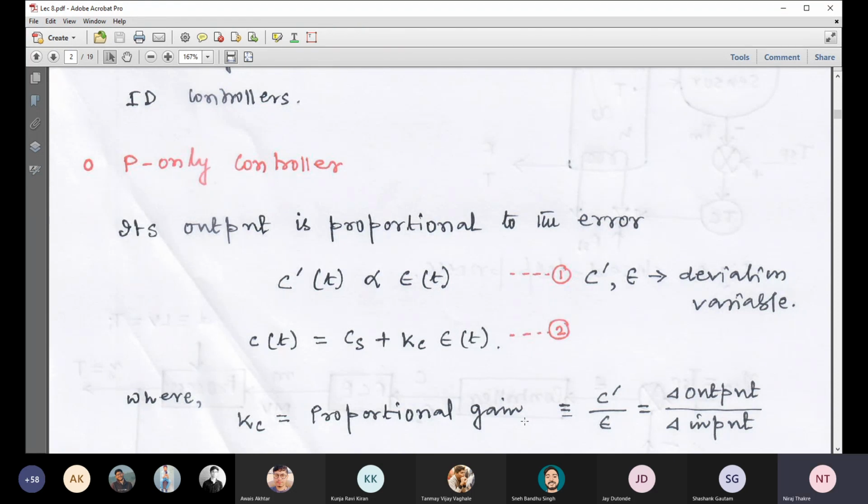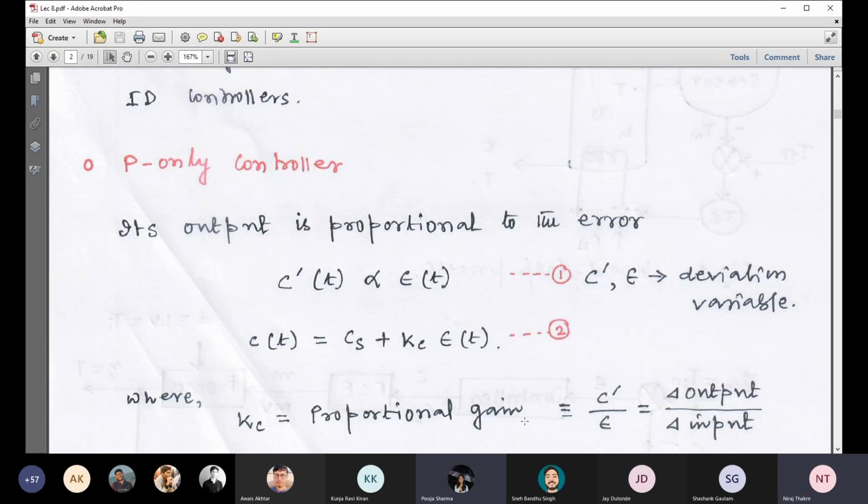Kc is called proportional gain. Roll number 10030, Pooja Sharma. Are you there? Pooja Sharma, 10030. Yes, yes.